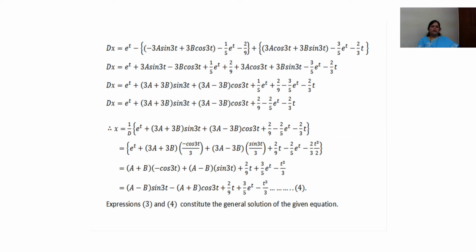Then the second function is sin 3t, so the integration of sin 3t is minus cos 3t by 3. Then the third term is cos 3t, so the integration of cos 3t is sin 3t by 3. Plus 2 by 9 is a constant, so if you integrate with respect to t we will get 2 by 9 into t. Minus 2 by 5 into e to the power t, the integration is e to the power t. The last term is minus 2 by 3, and the integration of t is t square by 2.